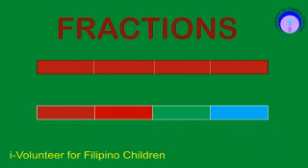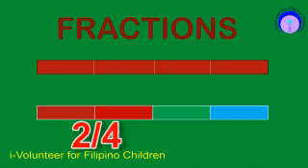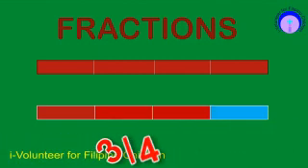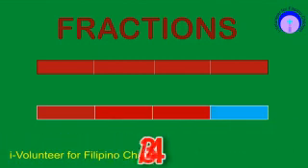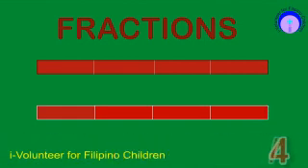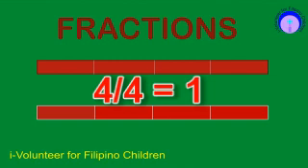In the figure below, what does red represent? The red represents 2/4 of the whole. In fraction, we call the 3 parts as 3/4. We call this fraction as 4/4 and is equal to 1.